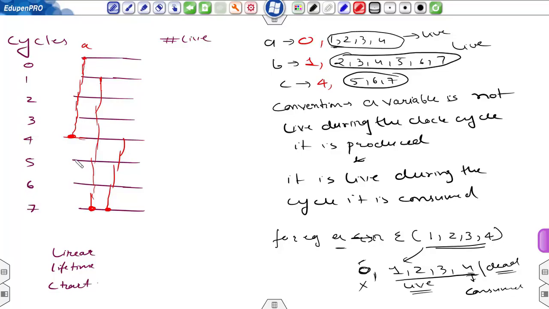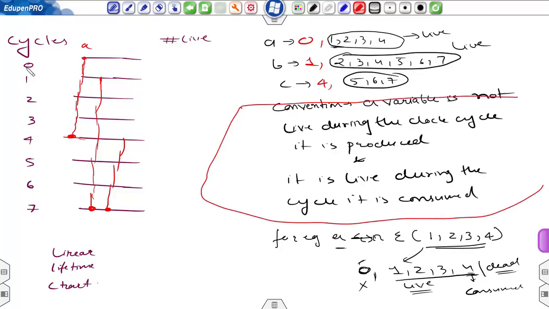So starting from 0 to 7, we have to calculate the live variable at any given instant of time following this convention. So starting from 0th cycle, A is produced at this point, so it is not considered as live. So live variable is 0. No other variable is present at this point. During first cycle, now A will be considered as live, so live variable is 1, and B is produced at this point, so we will not consider B.